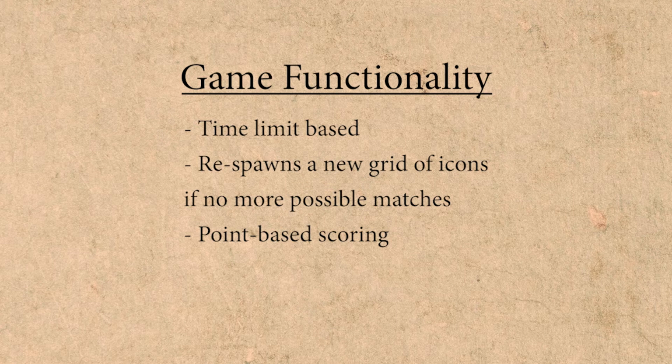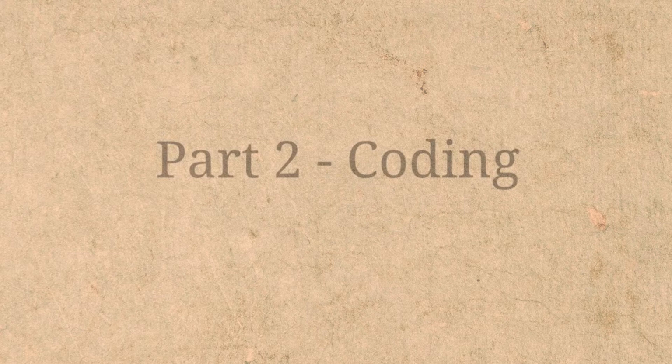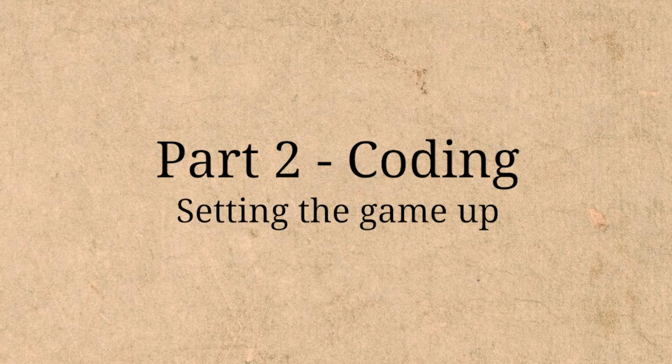We'll also implement a point based scoring where a certain amount of points is added to the score for each removed icon. All the necessary images that you need for this tutorial are available for download in the description below. Once you have everything you need prepared, we can move on to the next part where we will start actually coding the game.